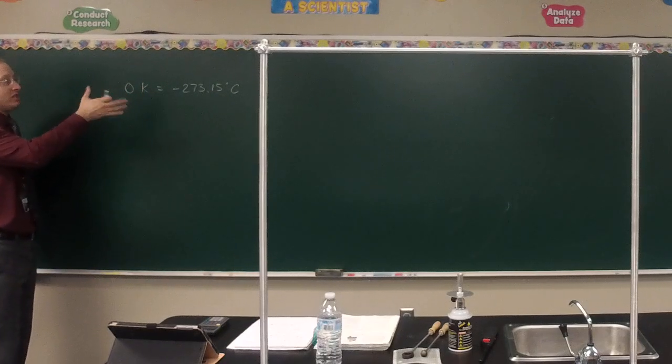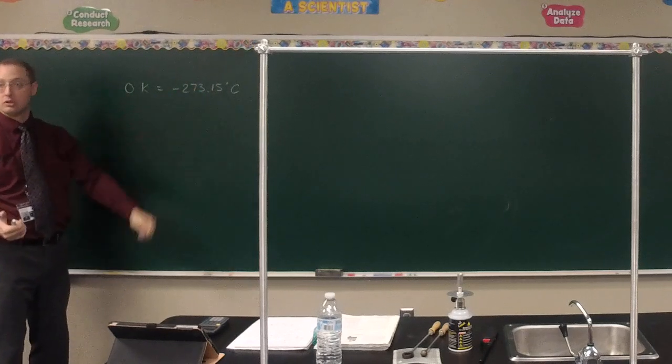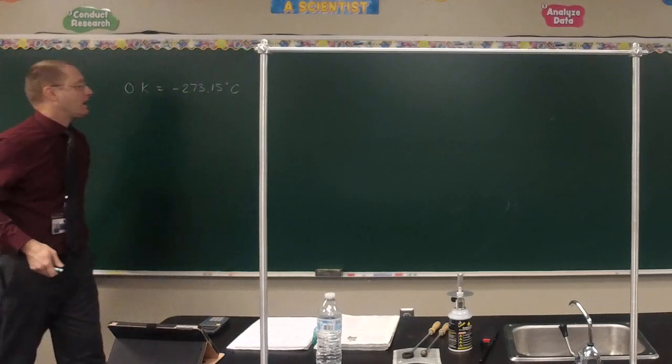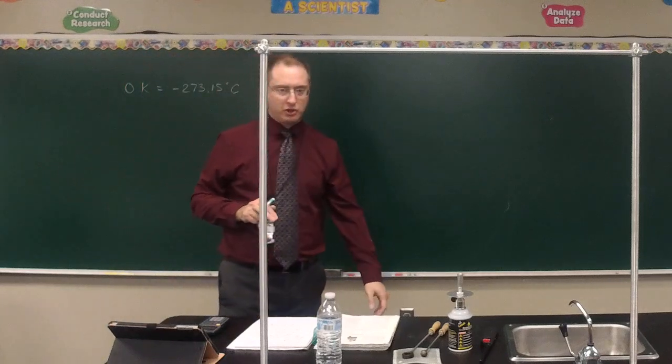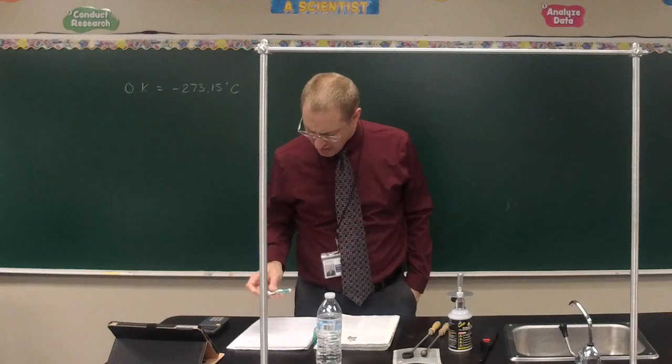So to convert from one to the other, we just add or subtract, class, 273.15, right? And we just need to remember which one's going to be the bigger number between the two. Kelvin's always going to be the bigger of the two. Now, Fahrenheit.